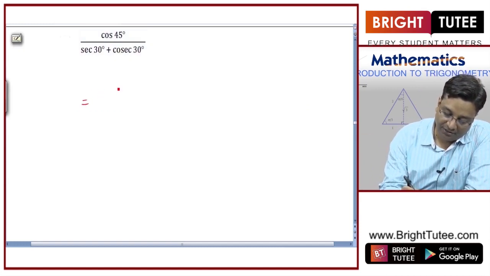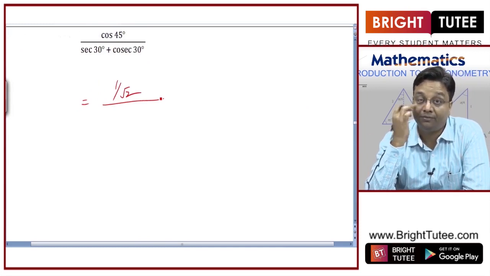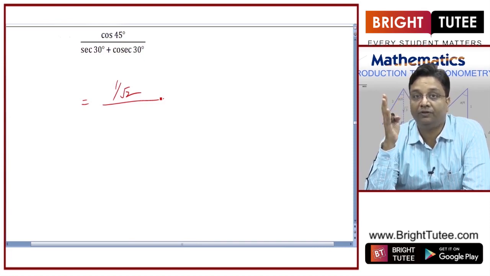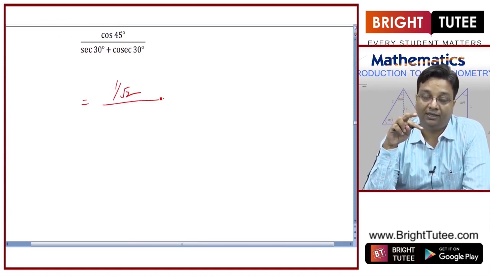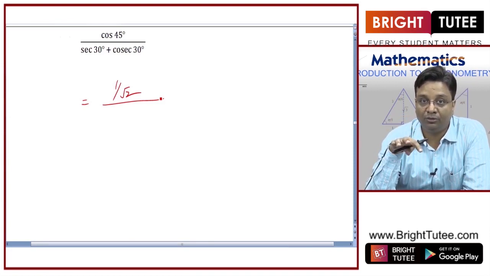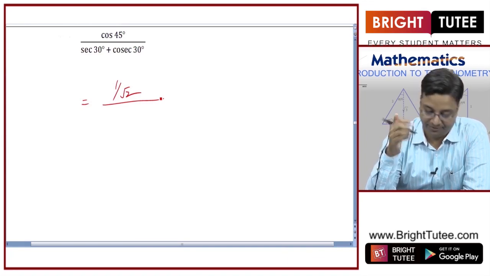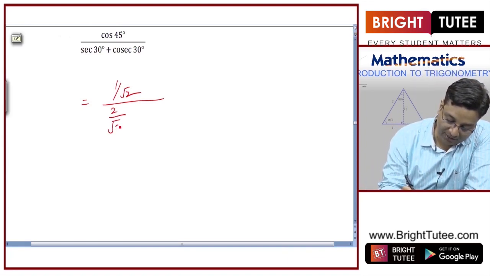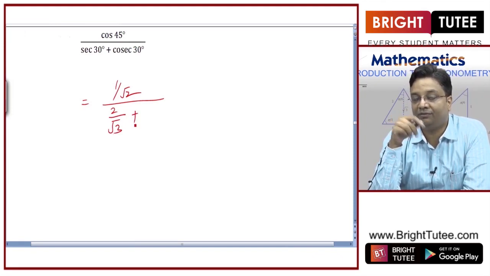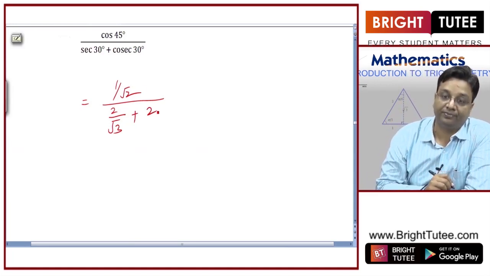Cos 45 is 1 by root 2. Secant 30, if you don't remember the values of secant directly, what you can do is just think about the values of cos and then take the reciprocal. What is cos 30? Cos 30 is root 3 by 2, right? And what will be secant 30? 2 by root 3. So take it as 2 by root 3 plus cosecant 30 is just the reciprocal of sin 30. What is sin 30? Sin 30 is 1 by 2. So the reciprocal is 2. Okay.